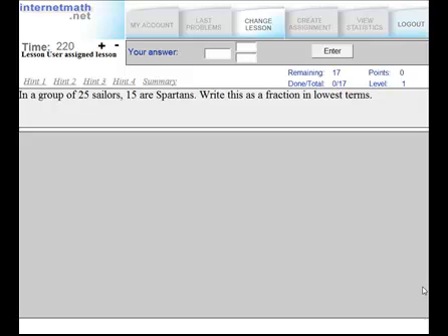The purpose of this is to show an illustration of a word problem that uses fractions to reduce to the lowest terms. In this problem, we have: in a group of 25 sailors, 15 are Spartans. Write this as a fraction in lowest terms.